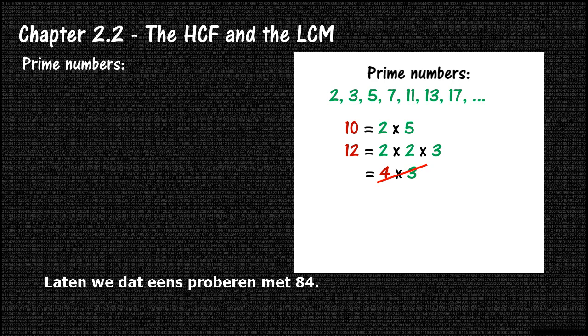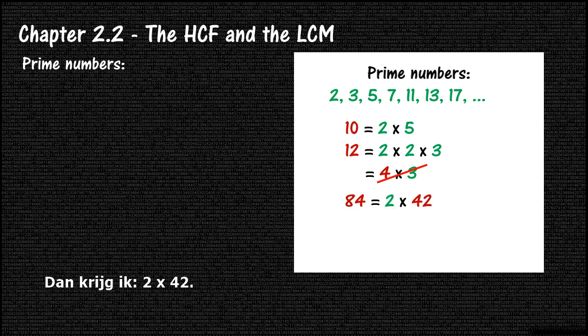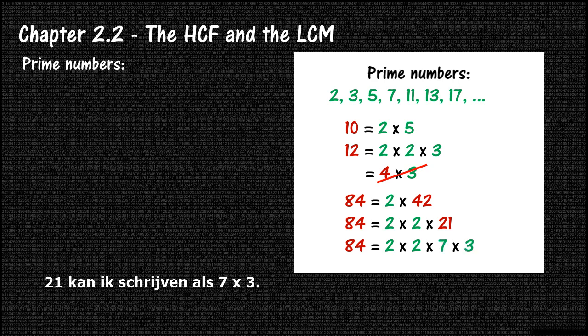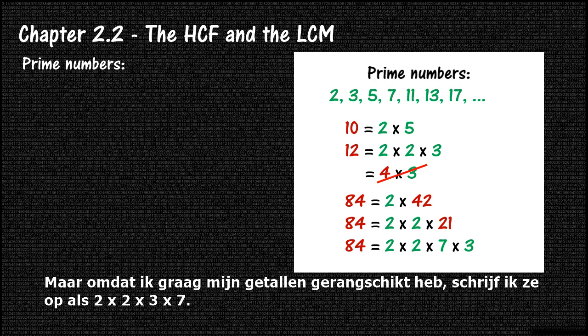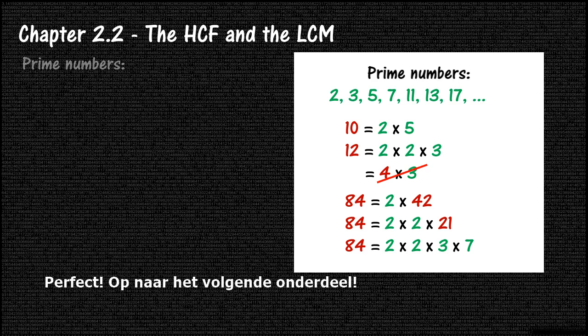Let's try that with 84. I can divide 84 by 2, so I get 2 times 42. And 42 can also be divided by 2. So I already have 2 times 2 times 21. 21 can be written as 7 times 3. That means I can write 84 as 2 times 2 times 7 times 3. But as I like my numbers sorted, I will write them down as 2 times 2 times 3 times 7. Understood? Perfect. On to the next part.